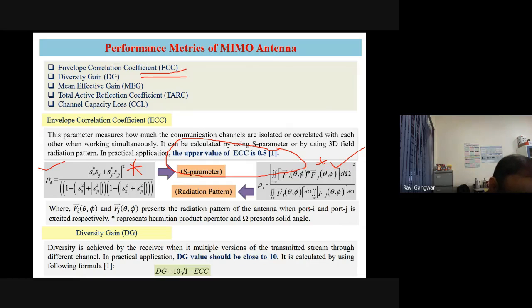So this diversity gain basically gives information about your signal to interference ratio with respect to different kinds of diversity schemes, and we are able to calculate the diversity scheme based on your ECC values. So both parameters are interrelated. If your ECC value is improved, then your diversity gain is also improved. I am going to focus on these two parameters throughout my complete discussion, and the remaining three parameters are also calculated with respect to your S parameters.